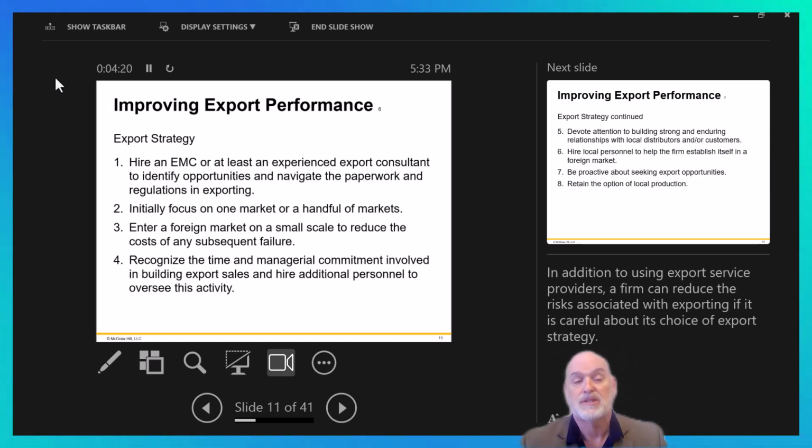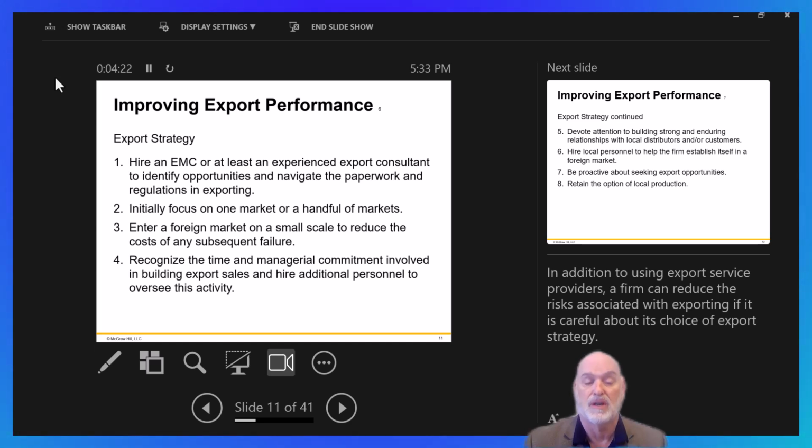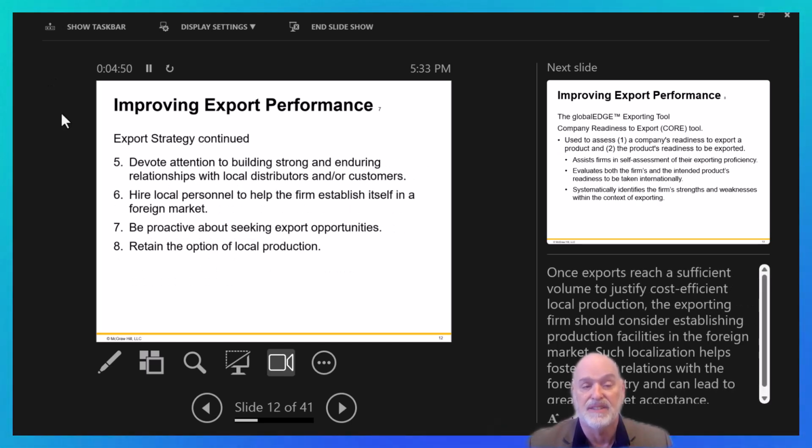So, export strategy, what does that involve? Well, number one, you can hire an EMC or at least an experienced export consultant to identify opportunities and navigate the paperwork and regulations in exporting. Number two, initially focus on one market or a handful of markets. 3, enter a market on a small scale to reduce the costs of any failures. Number 4, recognize the time and managerial commitment involved in building export sales and hire additional personnel to oversee this activity.